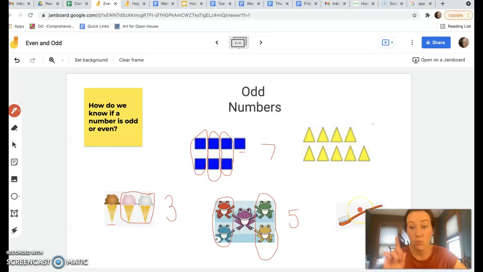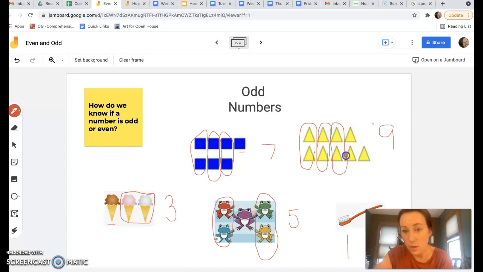If we just have one, it doesn't have a pair. We know that you have to have 2 to have a pair. 1 doesn't have a pair, so the number 1 is odd. Then we have up here 1, 2, 3, 4, 5, 6, 7, 8, 9. 9 is also an odd number, and we can see right here in our picture that if we put the triangles together in pairs, we're going to have one left over. So it really helps that when you have a number, to draw it out using pictures like we've seen here, and then circle your pairs.